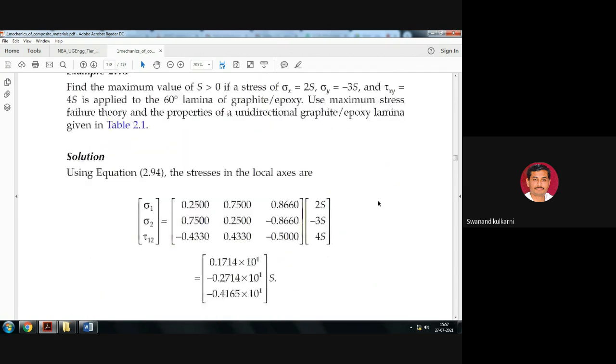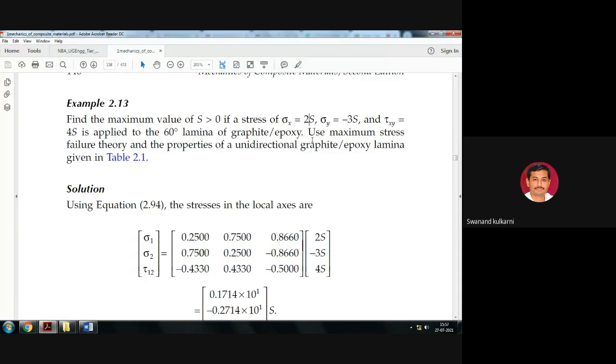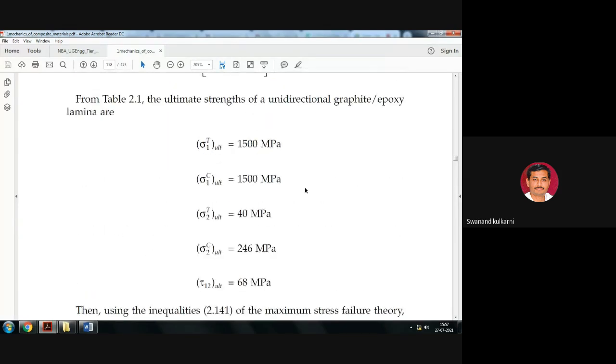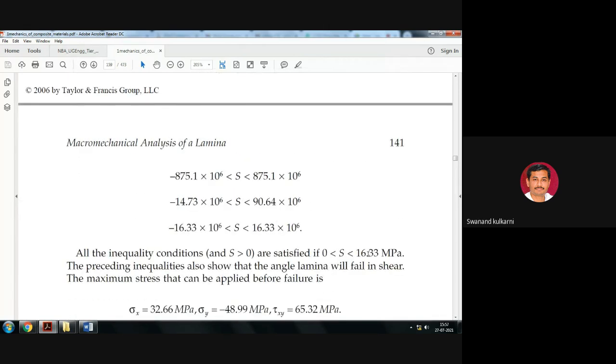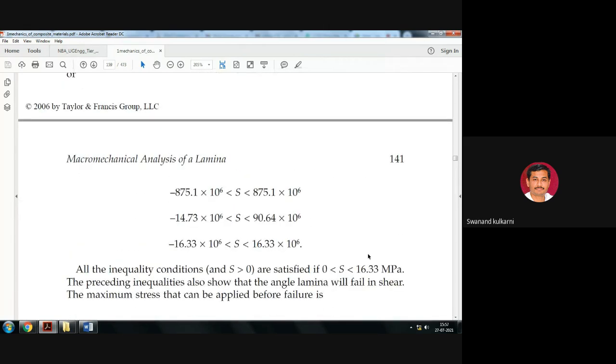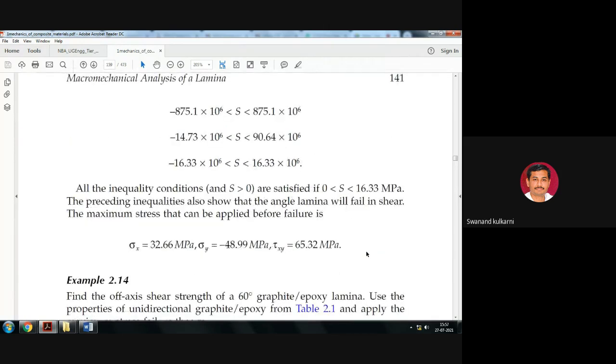So based on that, the values of sigma x, sigma y, and sigma z are identified because we are considering sigma x is equal to 2 times this S. The S value with this analysis we have got as equal to 16.33. So 16.33 into 2 is approximately 32.66. So that is the sigma x.